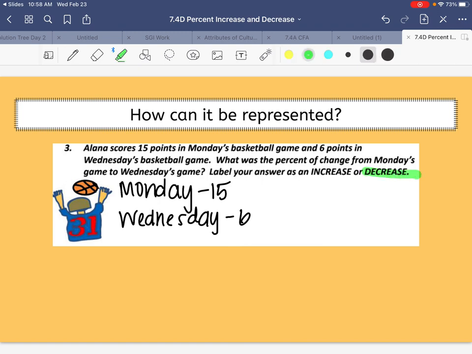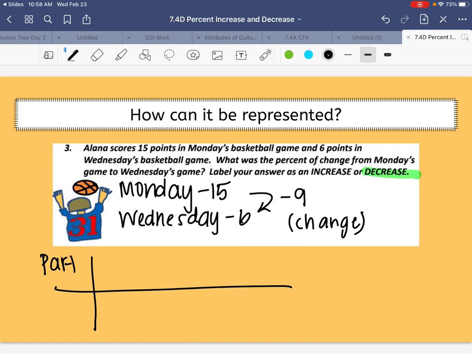So I know that I decreased here, but I need to find my amount of decrease. Going from 15 to 6, I decreased by 9. So this 9, that's how much I changed. So I changed 9 compared to the original of 15. I'm going to create a ratio table that still shows my part out of my whole. My part, which is that change, was the decrease of 9 out of the whole, or the original, which was 15. And I want to find what percent that change was. So I want to know what percent out of 100 that was.